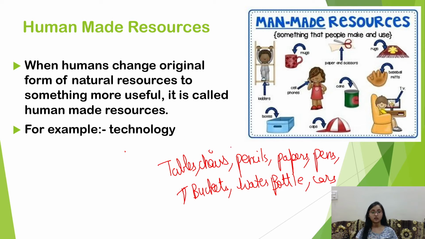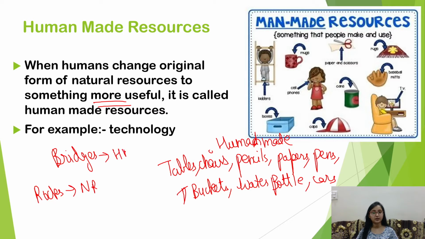So cars, these all are human made resources, because humans have modified the original form of the natural resource into something more useful. So when humans change the original form of a natural resource to something more useful, it is called a human made resource. For example, bridges: rocks are a natural resource and bridges are a human made resource. So you can see the difference. When it is in its original form, it is a natural resource, but when it is modified, it is a human made resource.